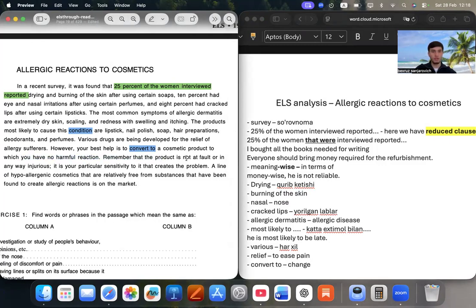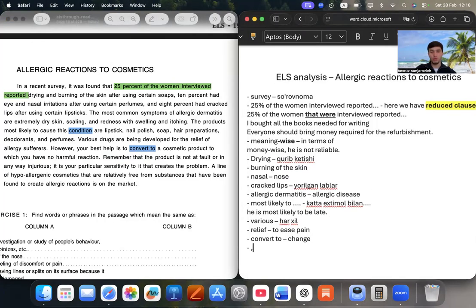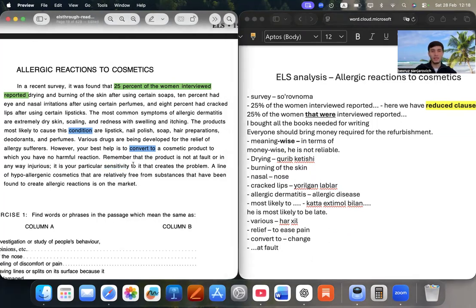Remember that the product is not at fault. It says, keep in mind that the product is not at fault, or in any way injurious. It is not harmful in any way. It's your particular sensitivity that creates the problem. This is your sensitivity that creates the problem. We translate from the beginning. Remember this: the product is not the problem or harmful to you in any way.